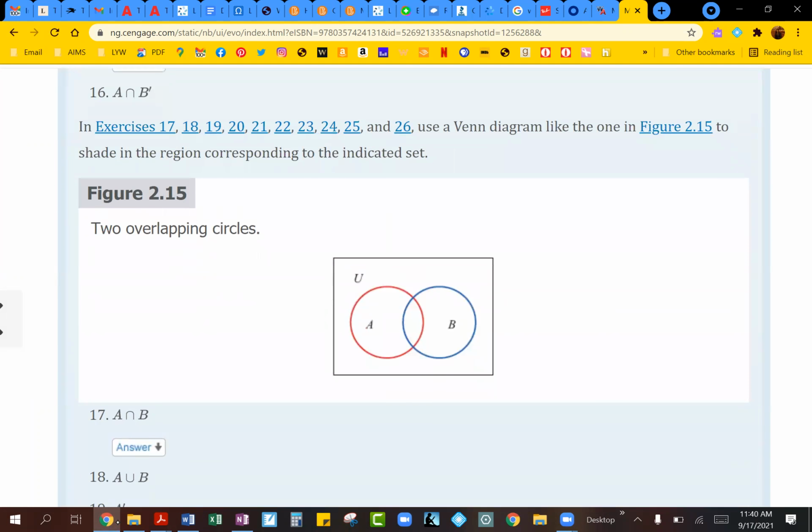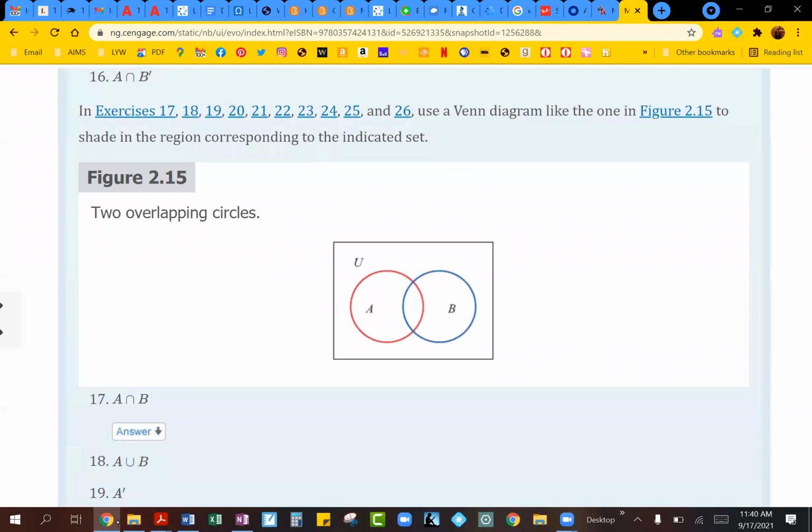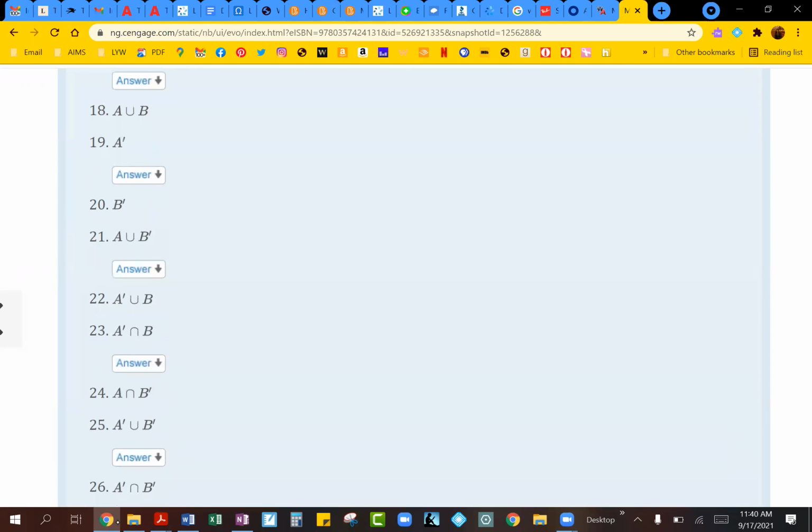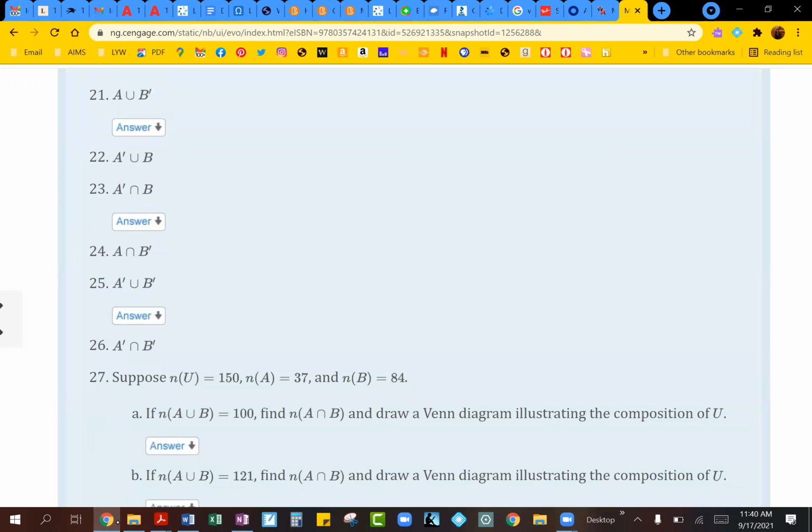And you can see your instructions here. They're saying use a Venn diagram, like the one in this figure 2.15, to shade the region corresponding to the indicated set. So how about we look at number 26 over here. So 26 is talking about A complement intersected with B complement. So again, we're going with complements on both of them.